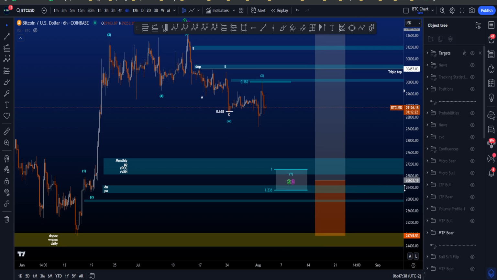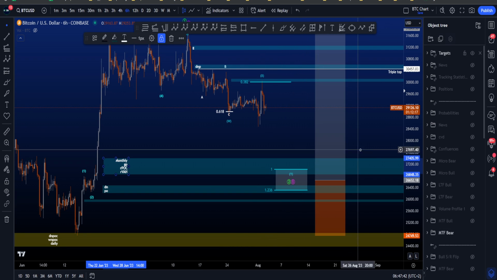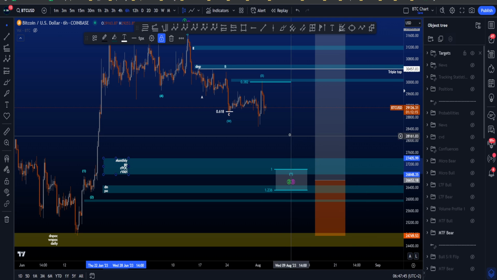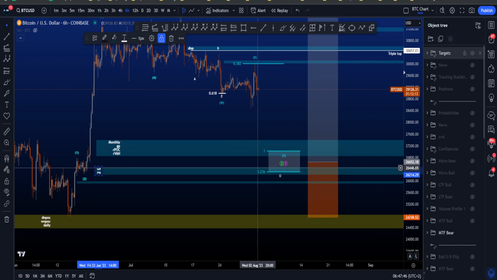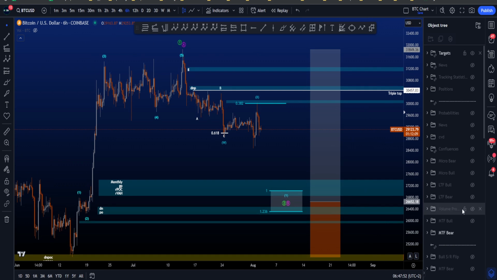Now if we look to the downside, you can see we have some additional confluence in this area of wave Y as well, between 26.8k and 27.4k, and some more interesting support between 26.2k and 26.5k.